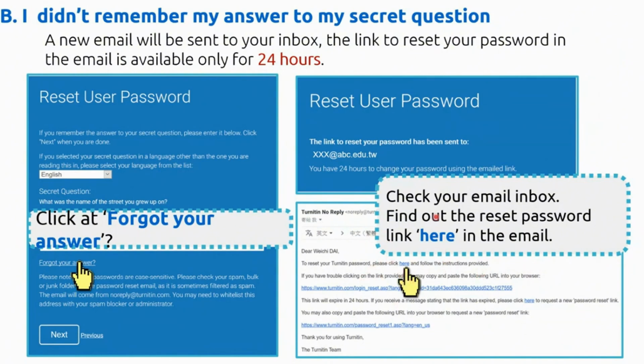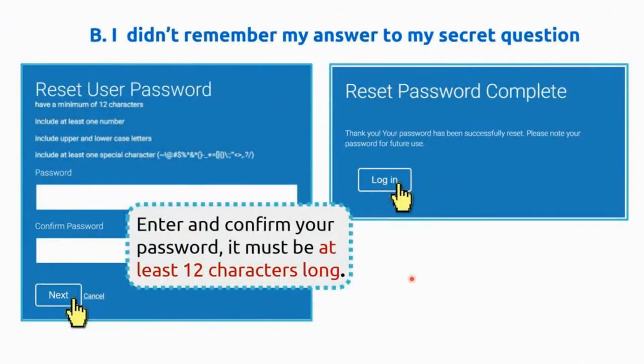Please go to your school email inbox to find it. The link to reset your password in the email is available for only 24 hours. It's the same as the password setting email. So you can also request a new email when the link expires. Okay, click the link to go to the reset password page and enter your new password. After everything is okay, you can just use your school email address and new password to log into the system.